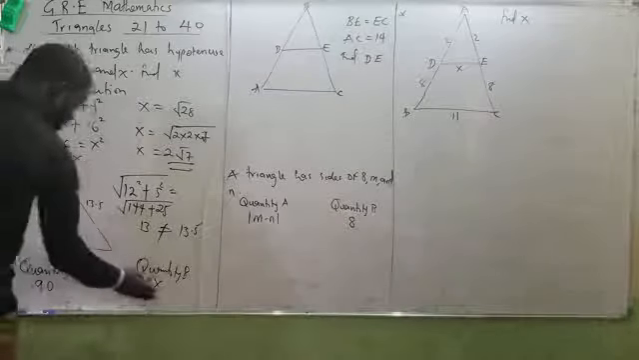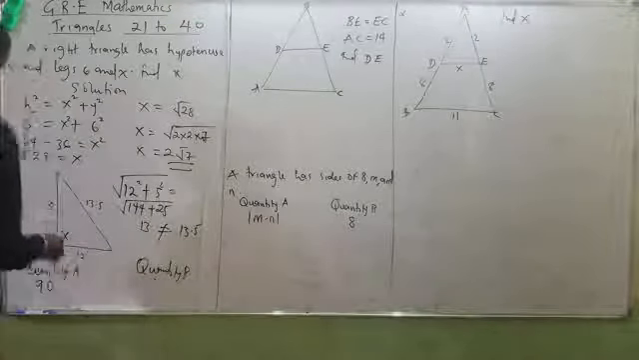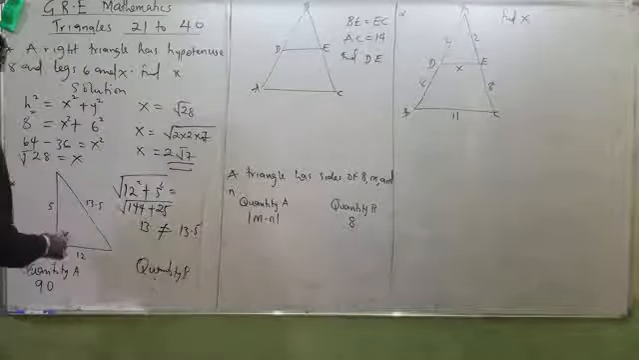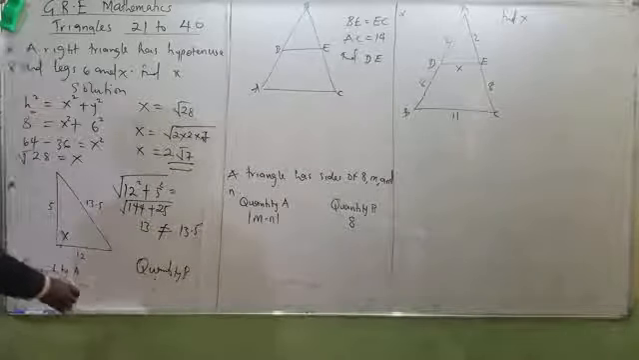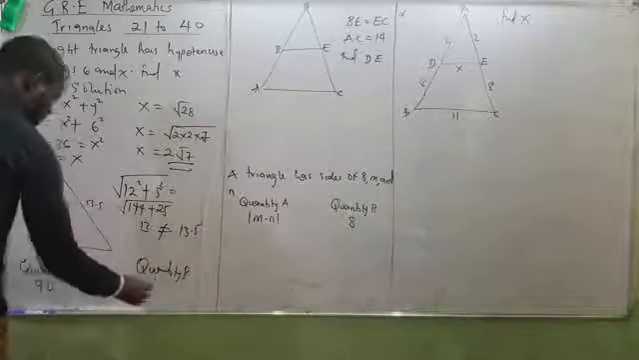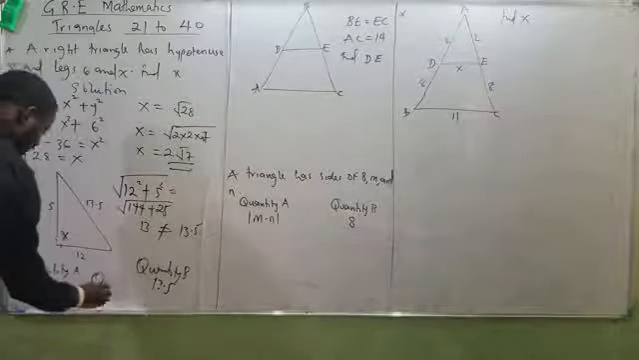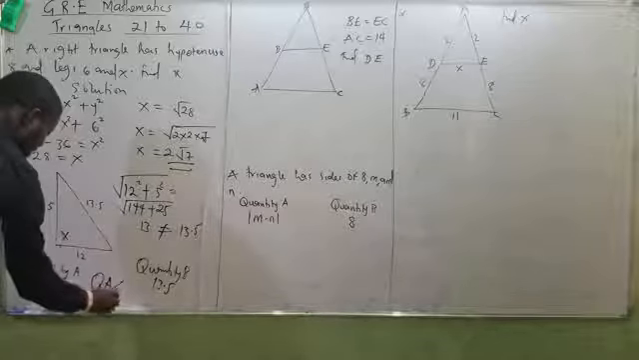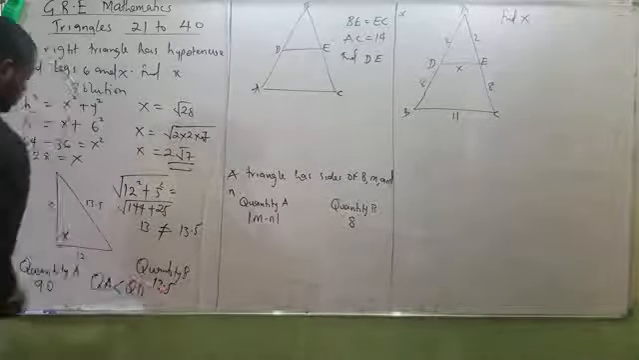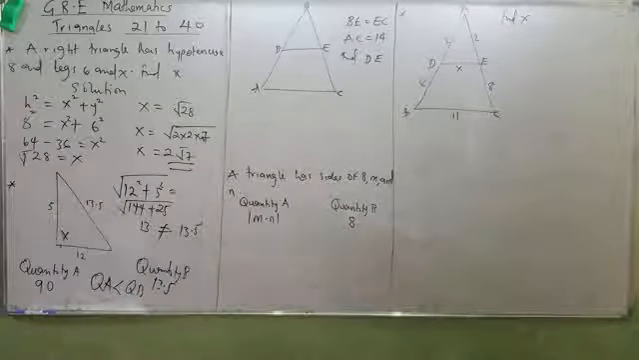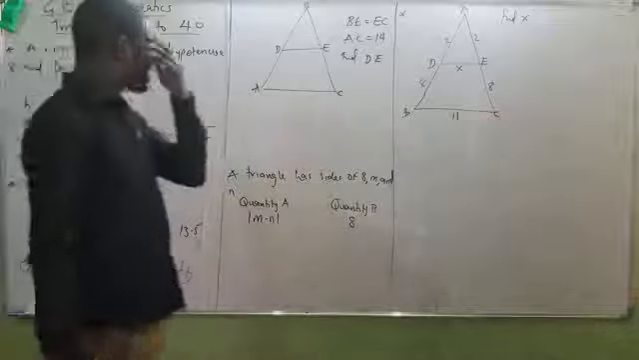Sorry, this is 3.5. Now, at 3.5, it means the relation can never be greater than 90. Let me make it right. It means quantity A will be less than quantity B, because this is 3.5. It will be less, so quantity A is less than quantity B.